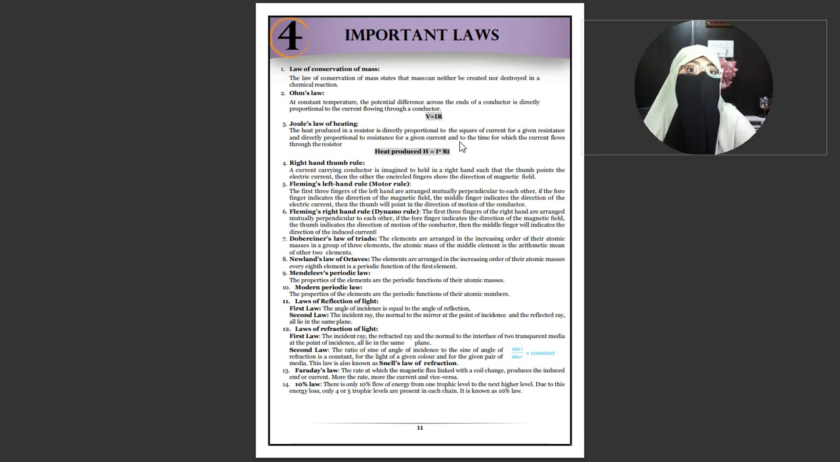So square of the current means if the current in a conductor flows twice, whatever the current will be produced if the current flows twice, that will come into the account. Then the resistance, the opposition to the flow of a current, that is called a resistance. Then the time. So this entire three major things produce the heat.